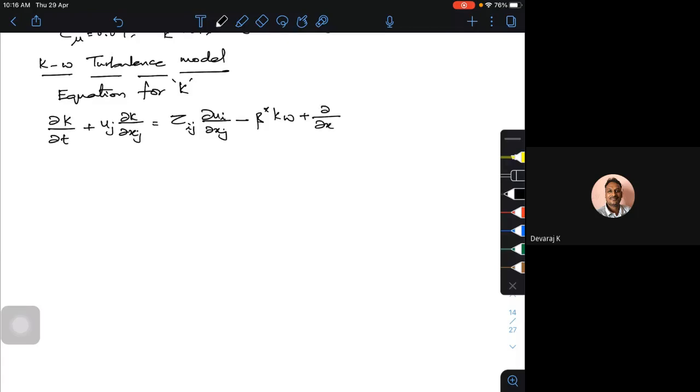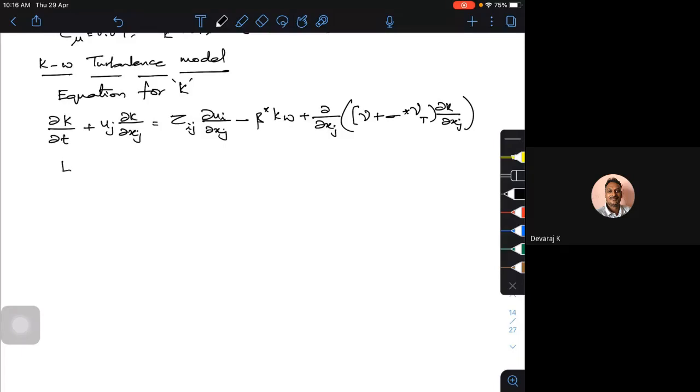Plus dou by dou x_j into gamma, that is your nu, the kinematic viscosity, plus sigma star. Sigma star is also one of the constants, with a value of 0.5, into your nu_t, that is for turbulence, dou k by dou x_j. So this will be your equation.